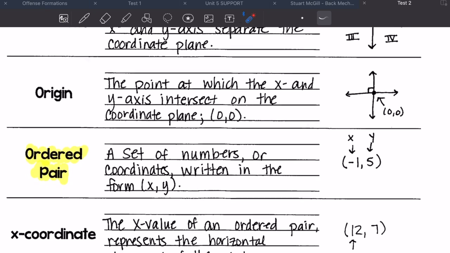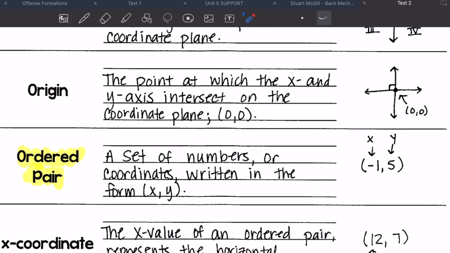Cool. Here's a big thing. We call this an ordered pair. An ordered pair is just a set of numbers of coordinates that are written in the form x, comma, y, meaning whatever that first number is my x value. It tells me how far to go left or right on a graph. And a y value is going to be my output, which tells me how far to go up or down. Good, because the x-axis is left and right and the y-axis is up and down. So I can find any point on a graph by using these ordered pairs.